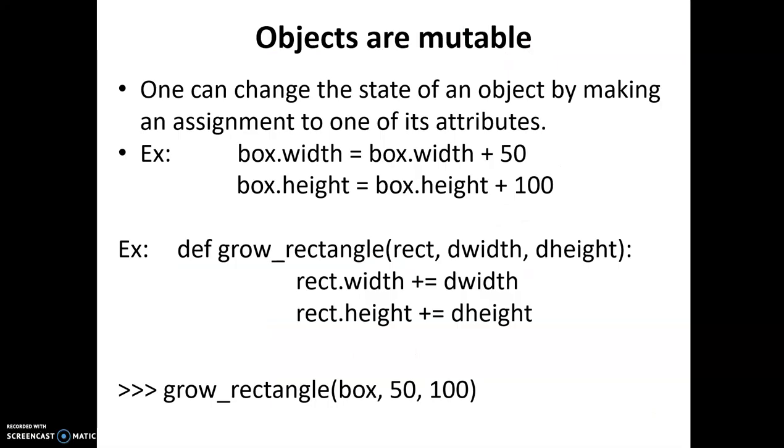Objects are mutable. Objects are mutable in the sense, if you remember the definition of mutable, as and when it is required, you can change the values associated with the attributes here. That is also allowed with the attributes of an object. So one can change the state of an object by making an assignment to one of its attributes. As you can see, the box dot width, initially it has been assigned a value, and you can change it by adding some value to it, which is allowed in Python here. Similarly, height has been changed by adding the value 100.